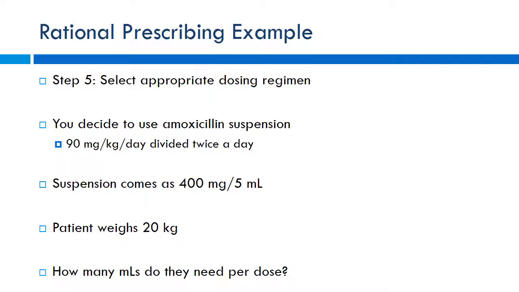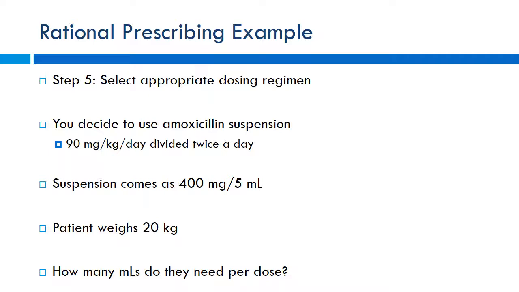So what I normally do is I take the concentration of the suspension, I divide it out, so I can do 400 divided by 5, and I get 80, right? So then I'll take that 900 divided by 80, and I get, anyone with me? 11.25 mLs. Like, we get 11.25 mLs per dose. You get that twice a day, right?